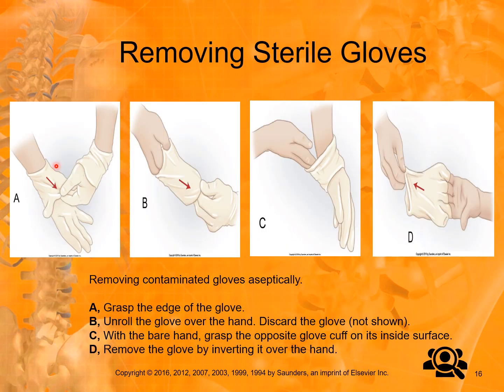Removing sterile gloves. Remove contaminated gloves aseptically by grasping the edge of the glove. Unroll the glove over the hand. Discard the glove. With the bare hand, grasp the opposite glove cuff on its inside surface. Remove the glove by inverting it over the hand.